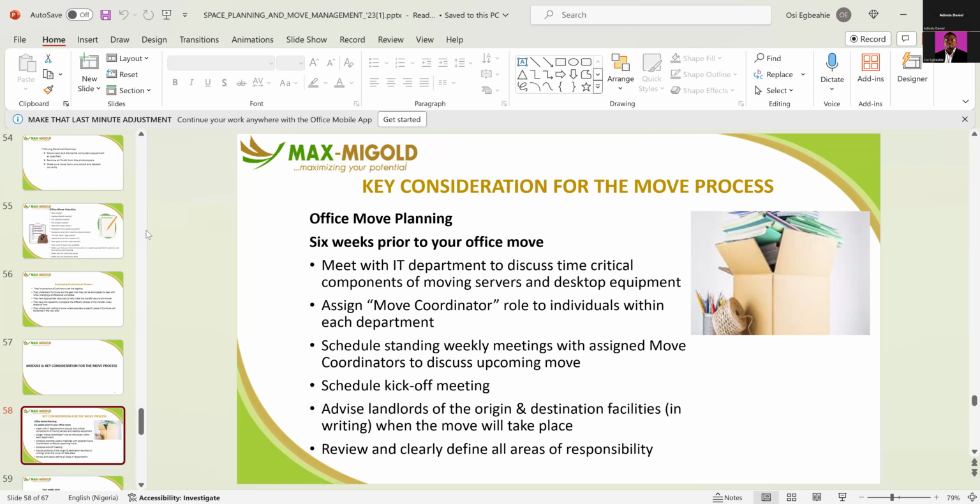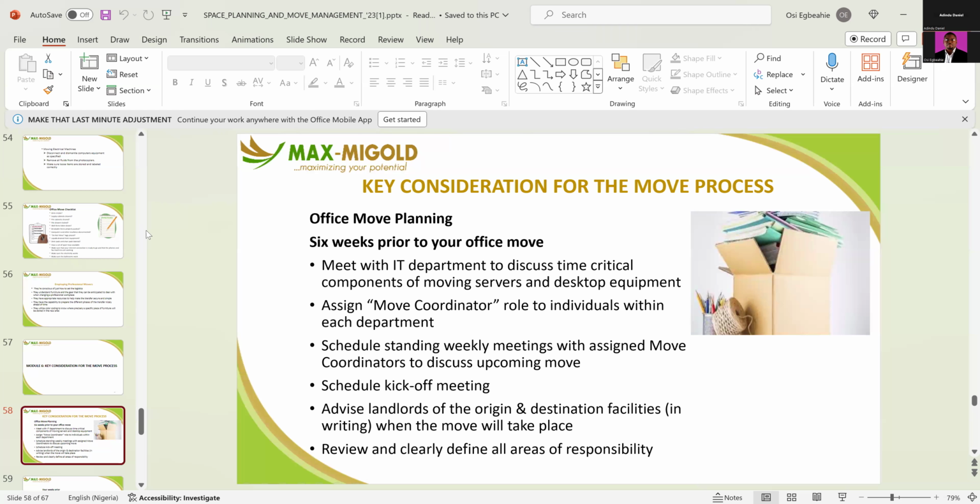You need to meet with the IT department to discuss the time-critical components of moving their servers and desktop equipment. Assign move coordinators, roles to individuals within each department. Each department gets move coordinators within them. Schedule standing weekly meetings with assigned move coordinators to discuss the progress and the oncoming move.